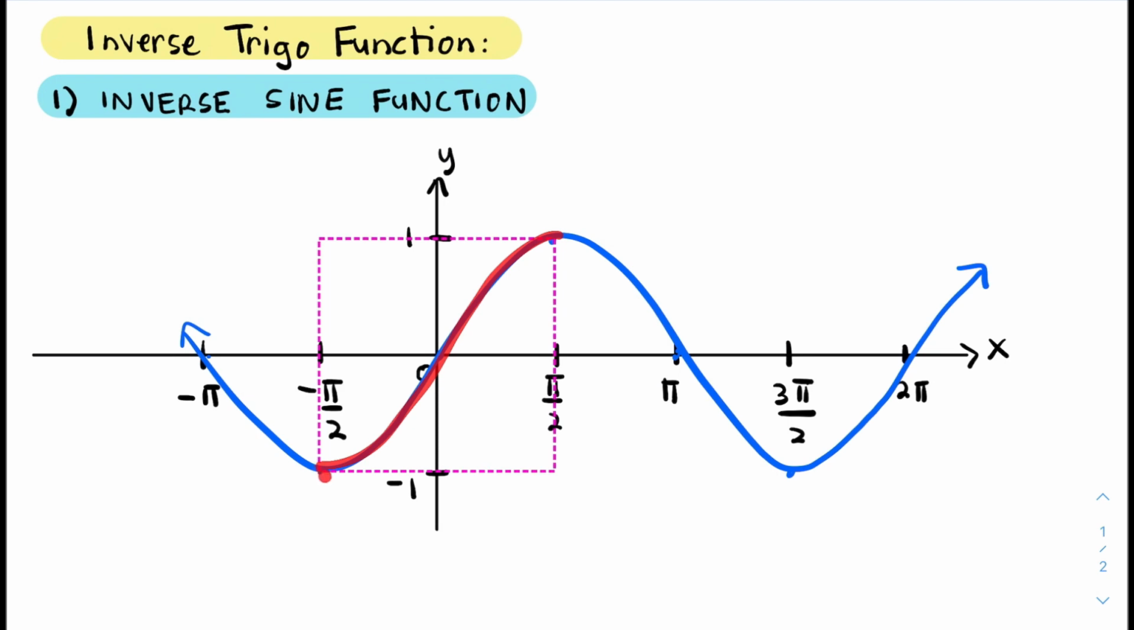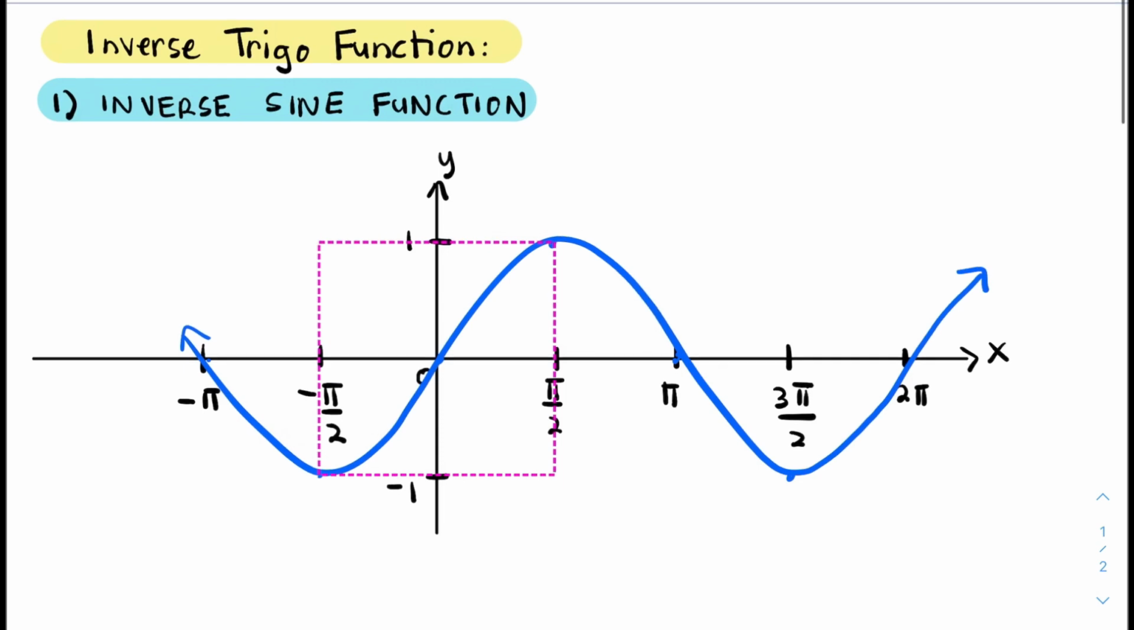So when you do the horizontal line test, you can see it intersects at only one point, anywhere on the graph. So it passes the horizontal line test, and from there, we can have the inverse function for sine. Now, what do we do next?